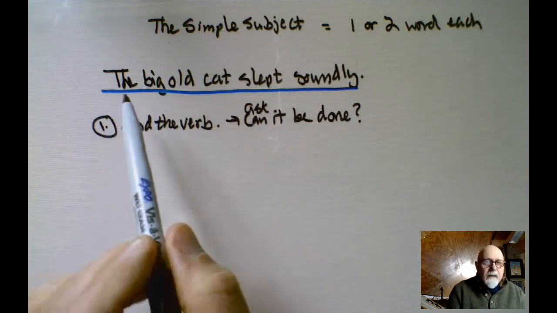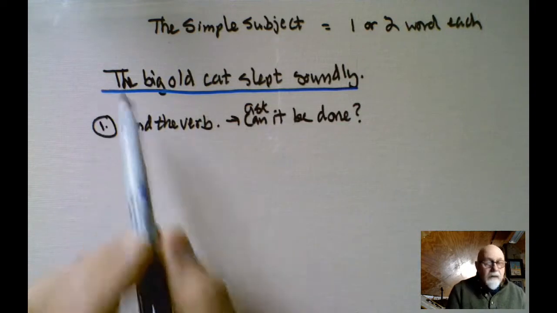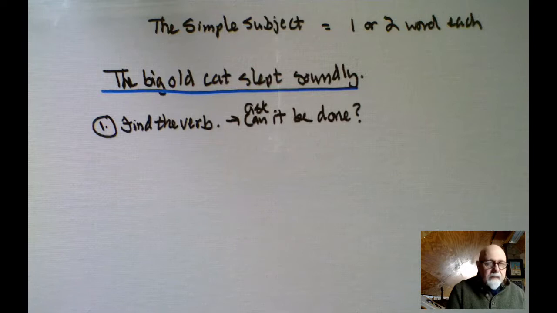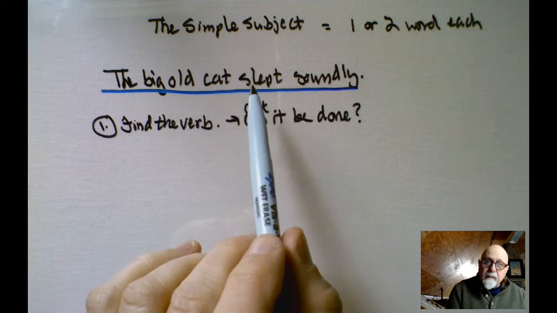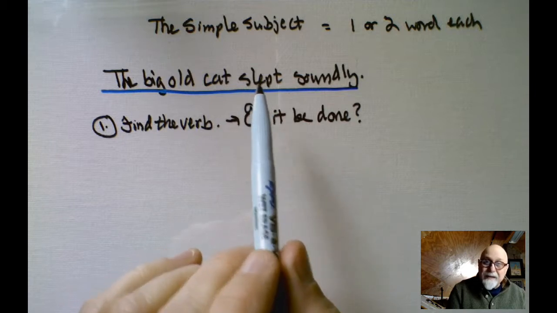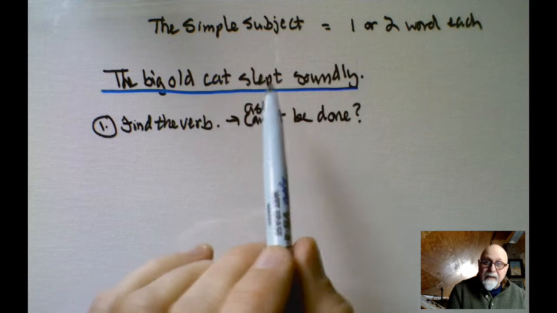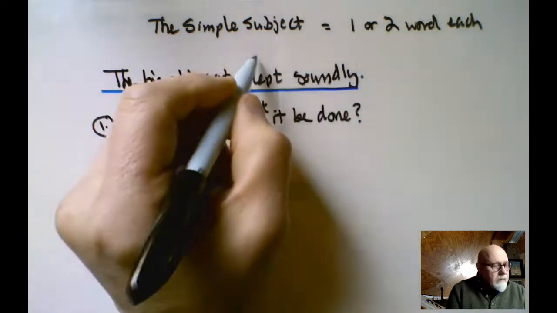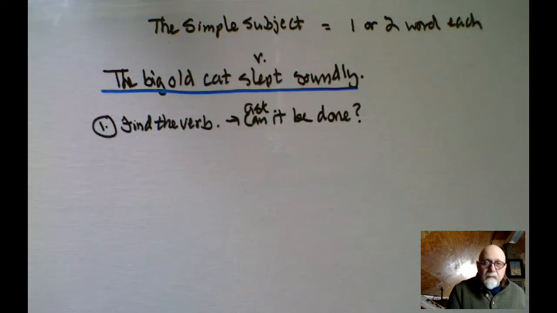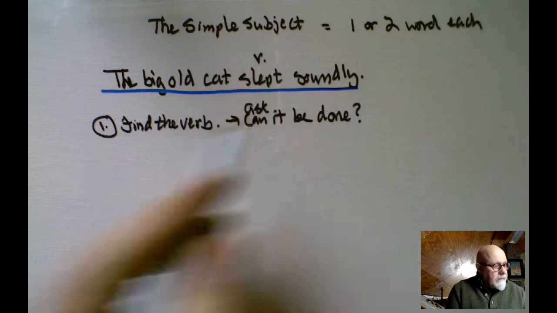In this case, I'll ask, can you the something? No. Can you big something? No. Can you old something? No. Can you cat something? No. Can you slept something? No, but you can sleep, and you have to be careful of the verb tenses, so we know that's something that can be done. Can you soundly something? No. The only thing you can do is sleep, so that's the verb. And we know the verb is in the predicate. So that's the first thing we do, find the verb, and I just found it.